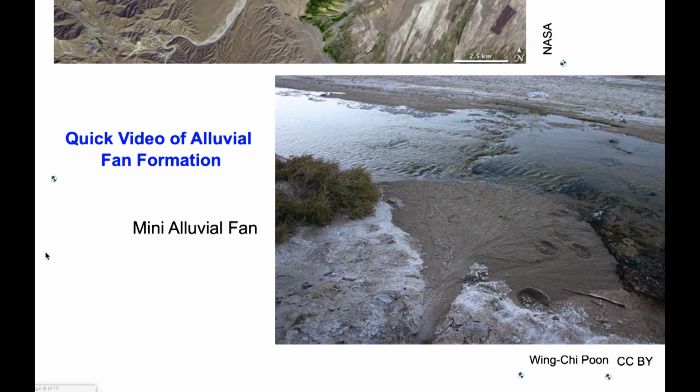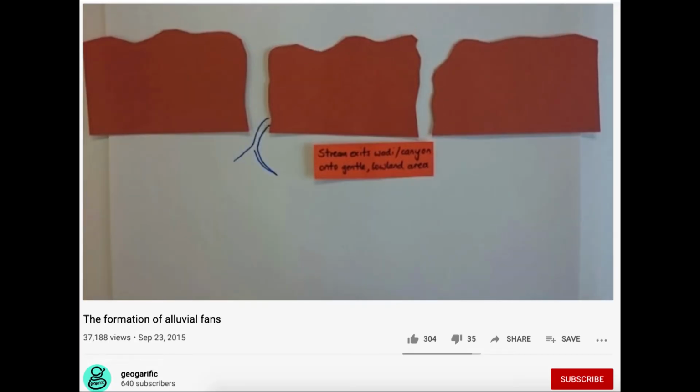Here's a nice picture of a mini alluvial fan. So we've probably seen these at beaches and things like that. They can exist on the large scale too, of course.